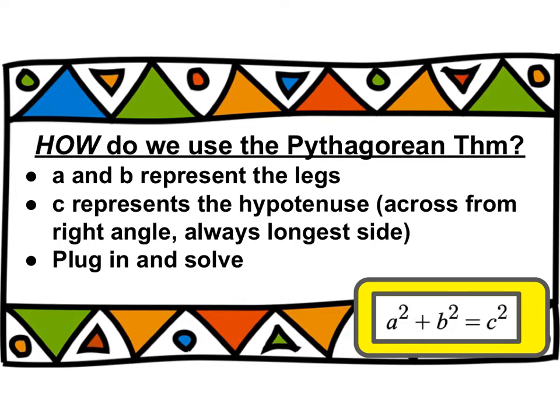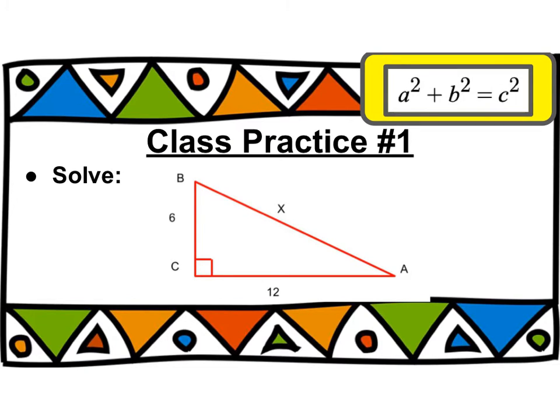How do we use the Pythagorean theorem? Well, A and B are the legs. C represents the hypotenuse, which is always across from the right angle and always the longest side. We're going to plug in what we know, and then we'll solve. So let's look at this example. Here I have a right triangle, and across from the right angle is the x that we're looking for.